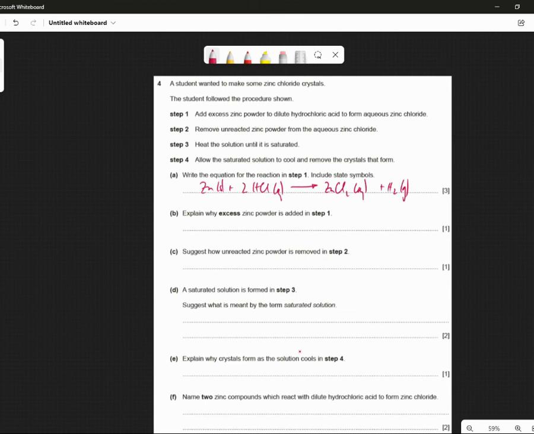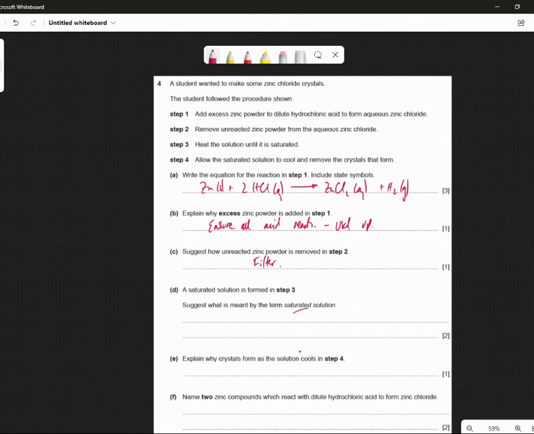Explain why excess zinc is used. We use excess zinc to ensure all the acid reacts. It's all used up. We don't want any acid in the end. Suggest how we get rid of the zinc powder. You would filter it because it doesn't react, does it?